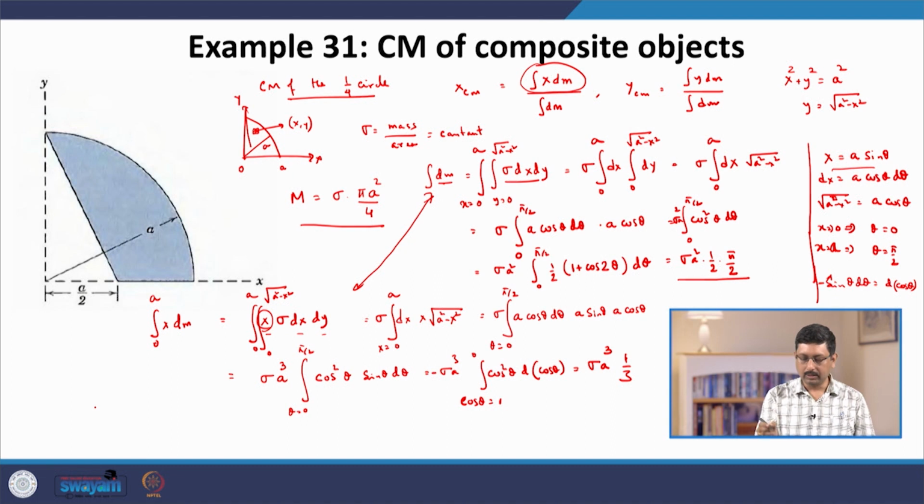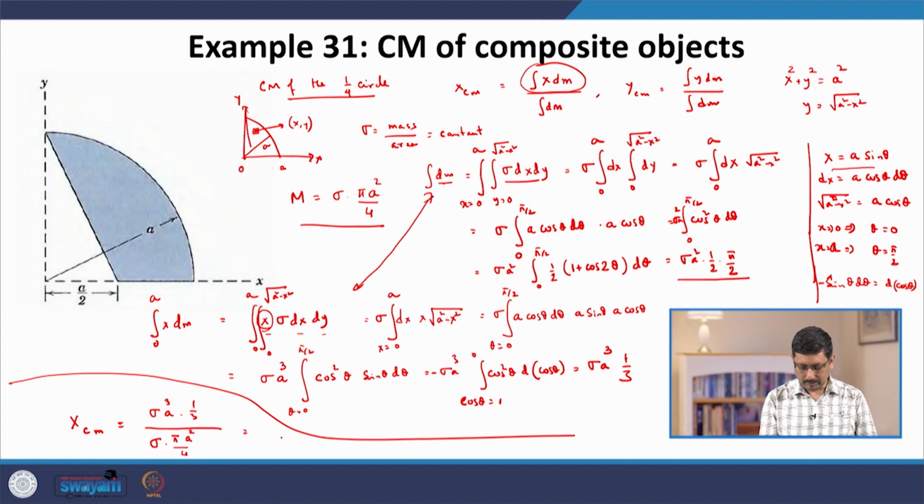So, now we have calculated the numerator and denominator. Then our x CM is going to be sigma times a cube times 1 by 3 divided by sigma times pi a square divided by 4. Now, if we do the simplification, sigma cancels. This is the beauty: even though we introduced an unknown variable sigma, as long as our mass distribution is uniform and the density is constant, the density will get cancelled. So, a cube by a square will give us a, and the other factors will give us 4 a by 3 pi.